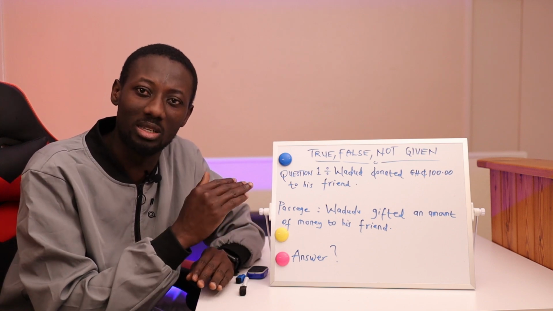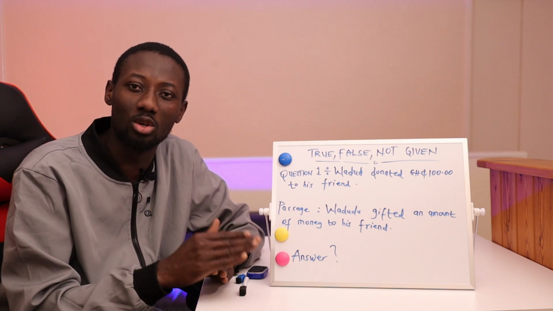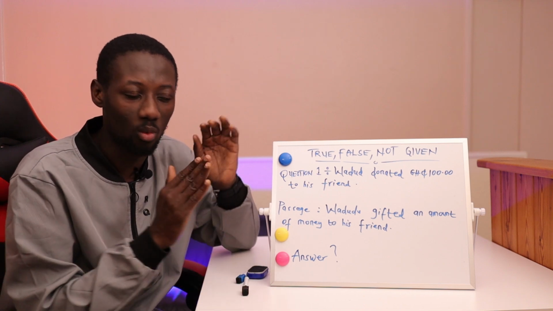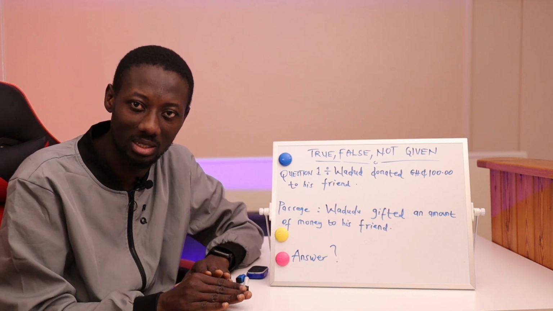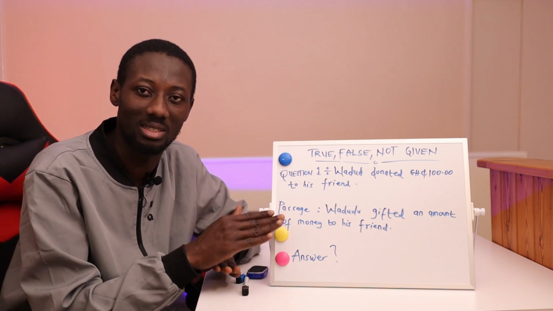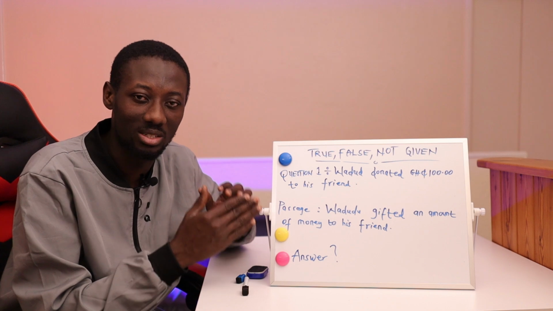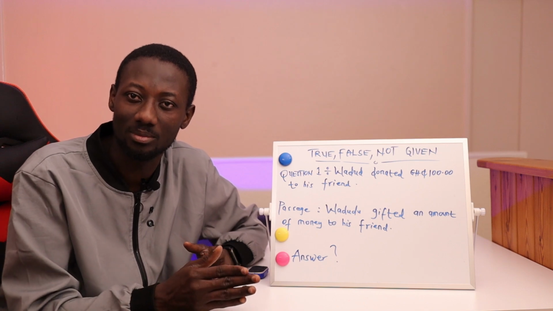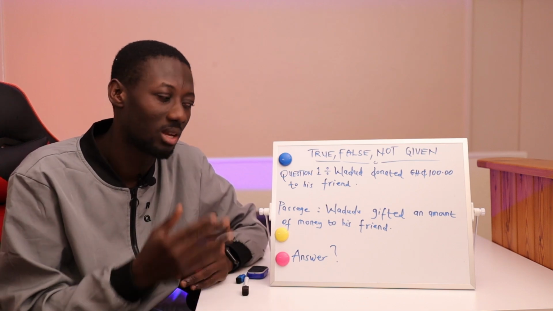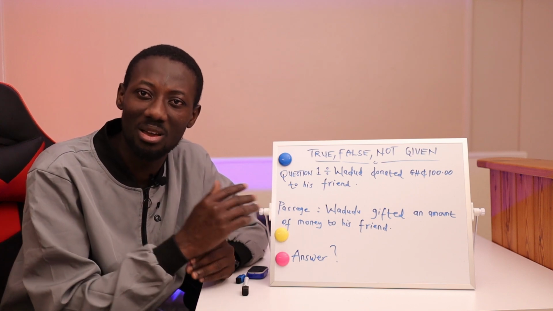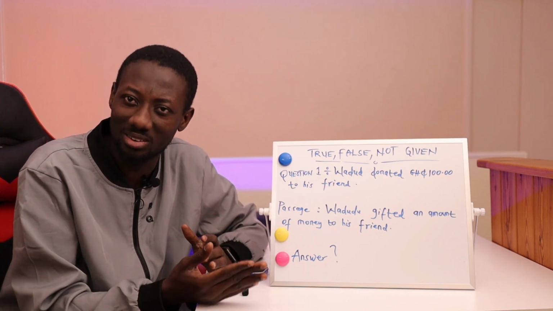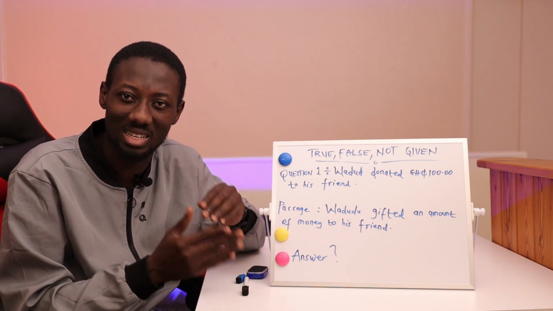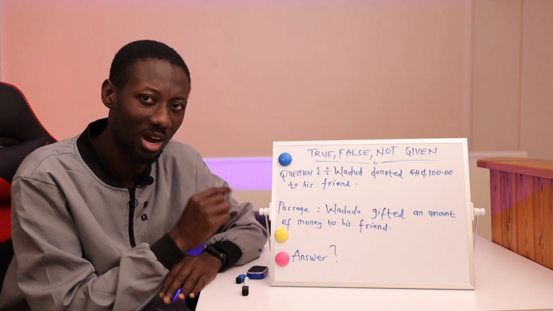So the question says, Wadud gifted his friend 100 cedis. Then you go to the passage. In the passage, you saw Wadud gifted his friend 100 cedis. So it's true because what is in the question totally agrees with what is in the passage. And if the question says Wadud gifted his friend 100 cedis, and in the passage you saw that Wadud gifted his friend 500 cedis, the answer is what? False. Why? Because the question says 100 cedis, but the passage says 500 cedis. 500 cedis is different from 100 cedis, so there's contradiction. So in that instance, the answer is what? False. Now let's look at the question I have on my board.